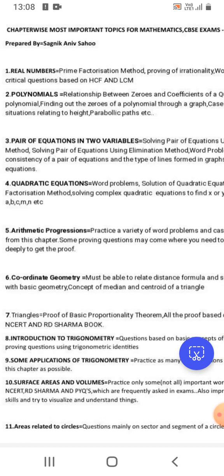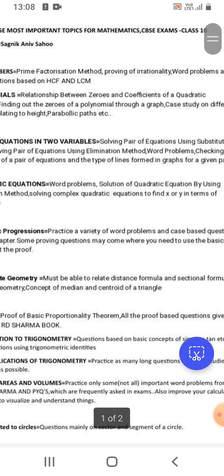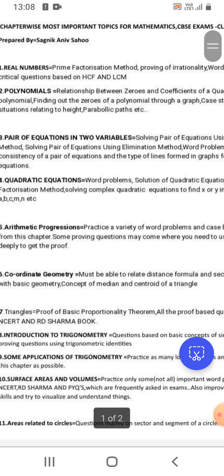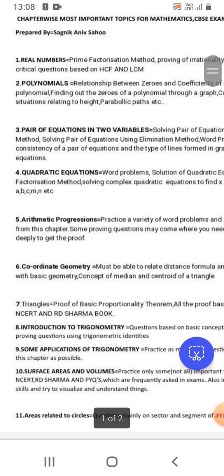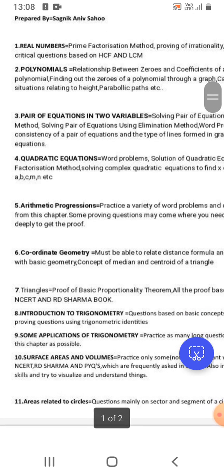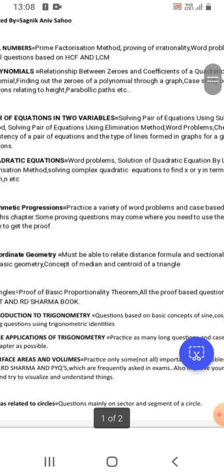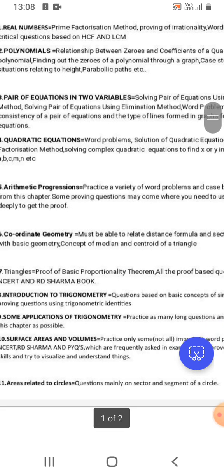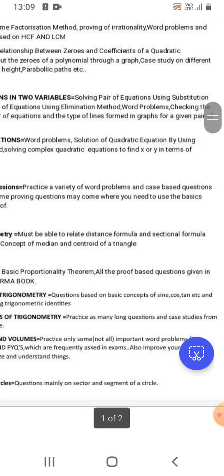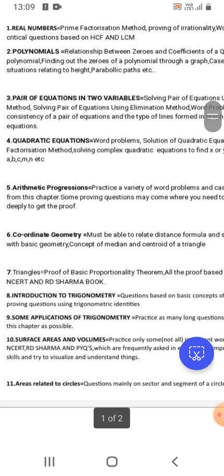Then coordinate geometry. In coordinate geometry, you must be able to relate the distance formula and section formula with basic geometry. Then the concept of median and centroid of a triangle. Then triangles. In triangles, you have the proof of the basic proportionality theorem that has to be learned thoroughly. The definition also. Definition and proof of the basic proportionality theorem. Then all the proof based questions given in NCERT and R.D. Sharma book. Those are quite important in the triangles chapter.